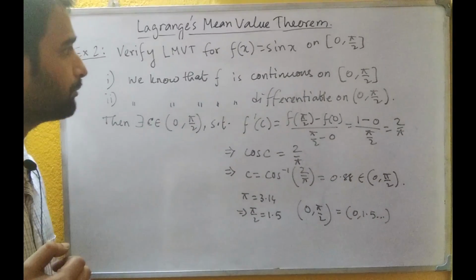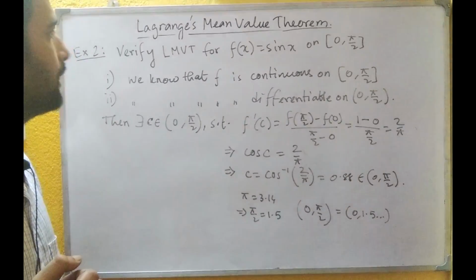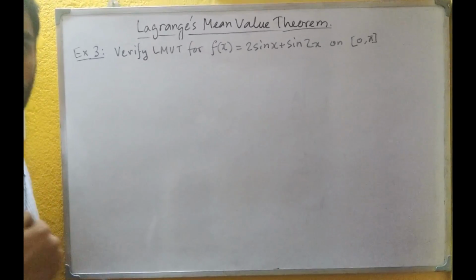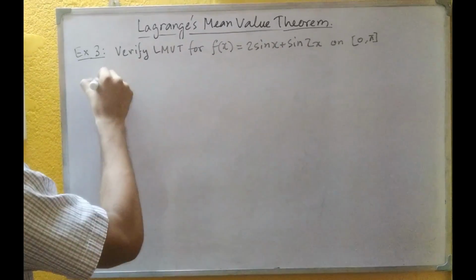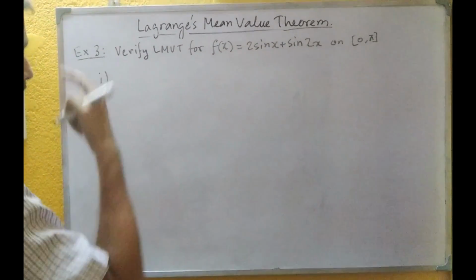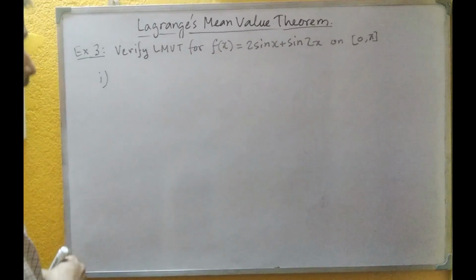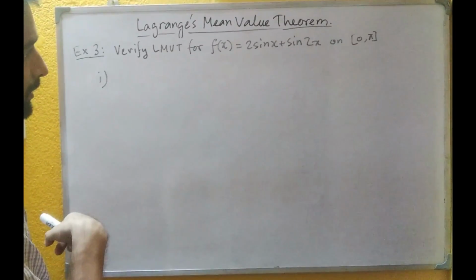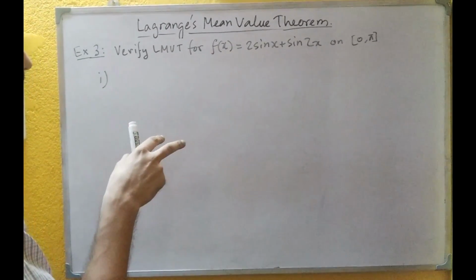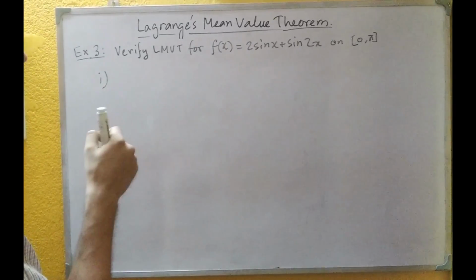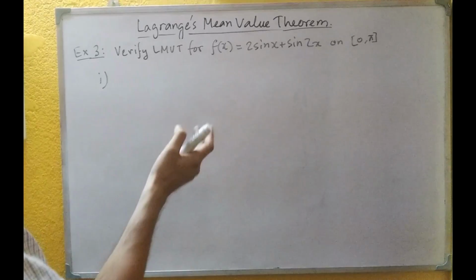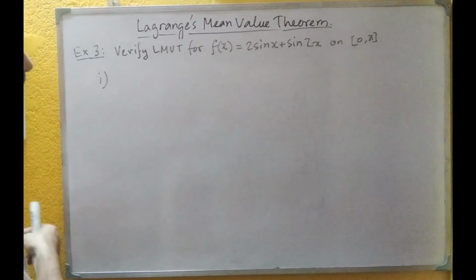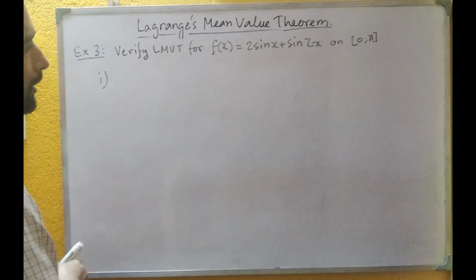So these are two simple problems. Let us do another one. This is our third problem. Again, we first check the continuity of this function. And see, again, it is a combination of sines. So we can say the function sine is continuous, and a scalar multiple and addition of two continuous functions is again continuous.